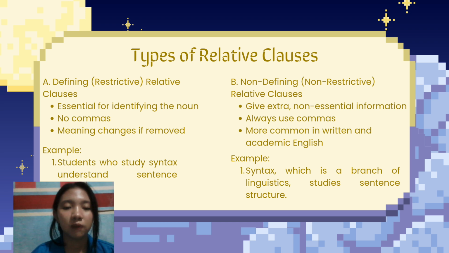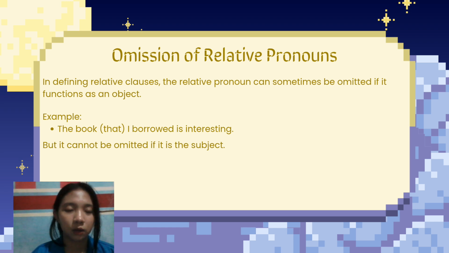B. Non-defining relative clauses give extra, non-essential information, always use commas, and are more common in written and academic English. The example is, syntax, which is a branch of linguistics, studies sentence structure.